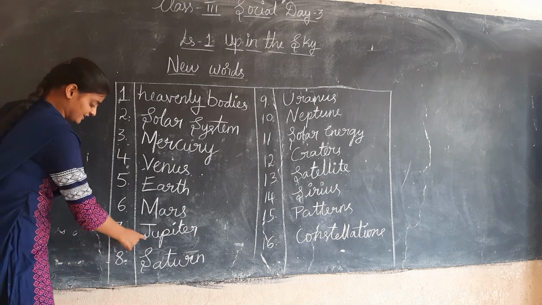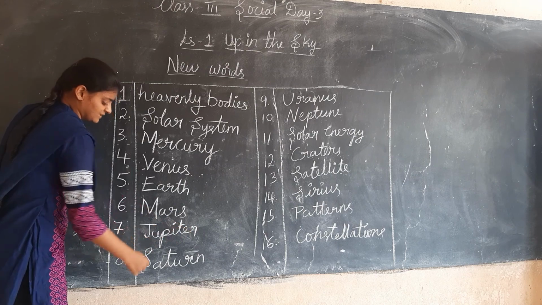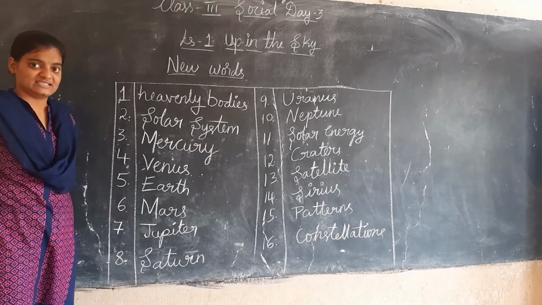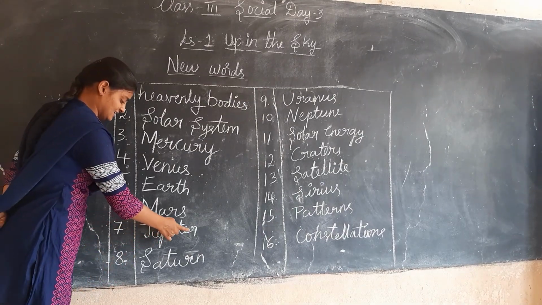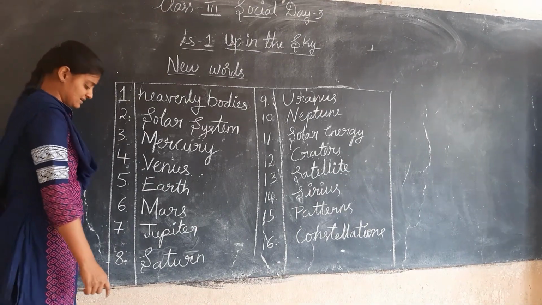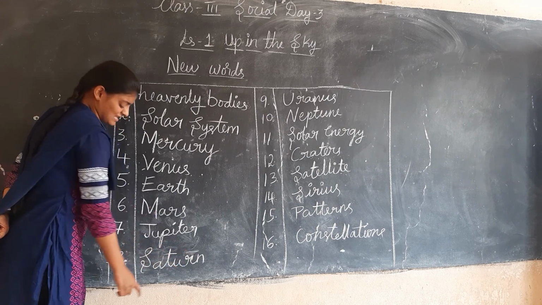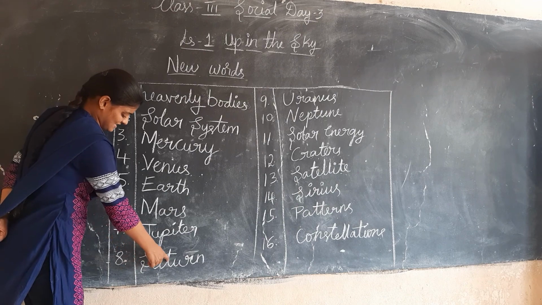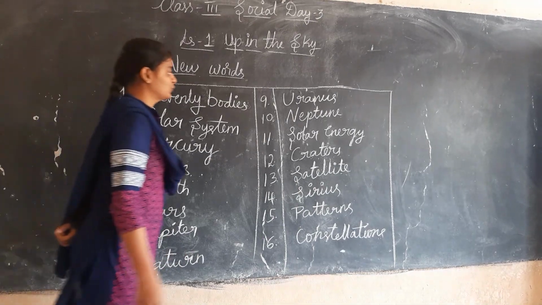Next, Jupiter. J-U-P-I-T-E-R, Jupiter. Jupiter is the biggest planet. Next, Saturn. S-A-T-U-R-N, Saturn. Next, Uranus.